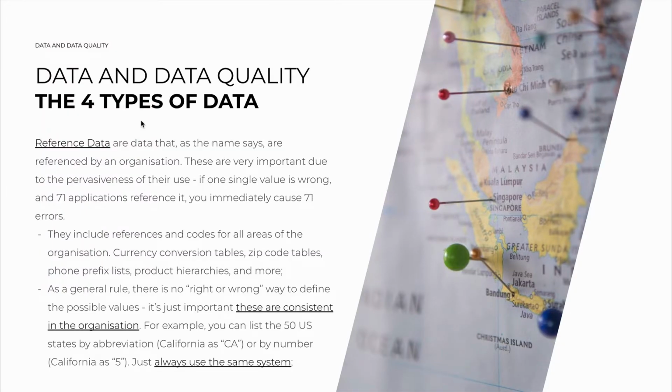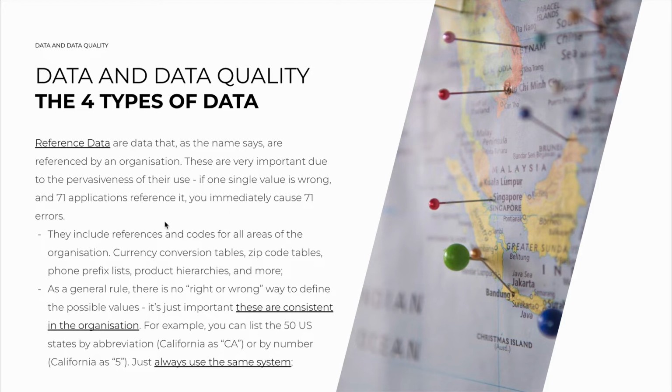Next, we have reference data. And these are data that, as the name says, are referenced by an organization. They're very important because they're very pervasive. In other words, dozens or hundreds of other data sources or applications use these. So what happens is, if you have one single value wrong, for example, in a list of countries, and 71 applications reference it, you immediately cause 71 errors. For example, if you have a product name wrong in a product hierarchy table, and that's referenced by everything, now your website product catalog has a mistake, your online store has a mistake, and any reports about products will have a mistake as well, and so on.